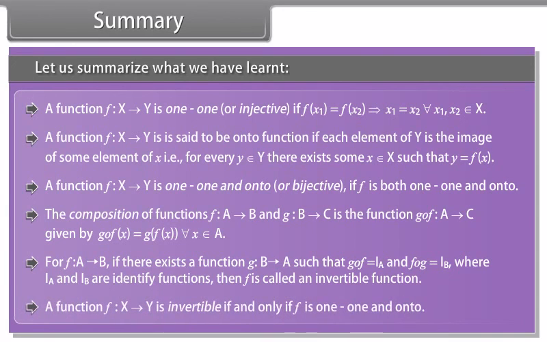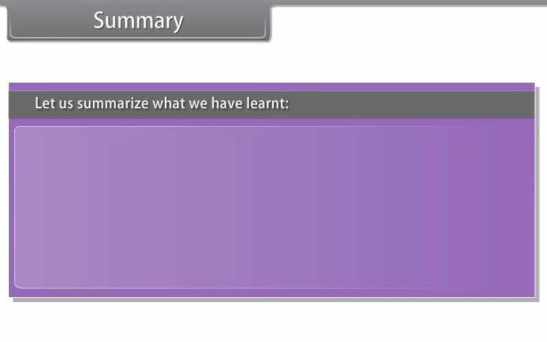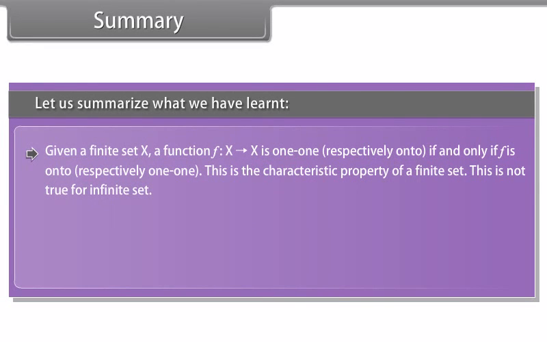A function f from X to Y is invertible if and only if f is 1-1 and onto. Given a finite set X, a function f from X to X is 1-1 respectively onto if and only if f is onto respectively 1-1. This is the characteristic property of a finite set. This is not true for infinite sets. A binary operation star on a set A is a function star from A cross A to A.